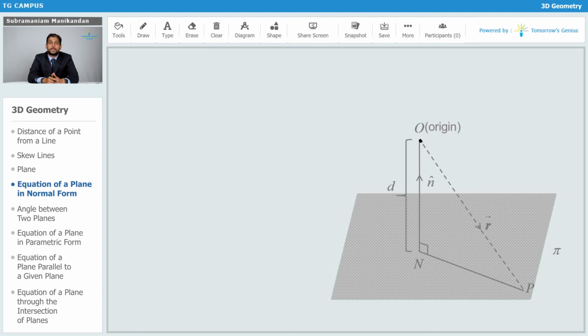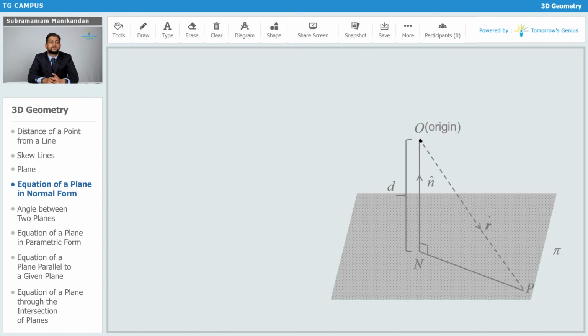We have another random point P whose coordinates will be general x i cap plus y j cap plus z k cap. It's represented by the vector r bar. So ON is perpendicular to the plane. So therefore, when we take the dot product of r bar and n cap, what do we get? We get the shortest distance between the origin as well as the plane, and so therefore this dot product represents the distance d of the origin from the plane. So therefore this gives us the equation of the plane in simple terms.